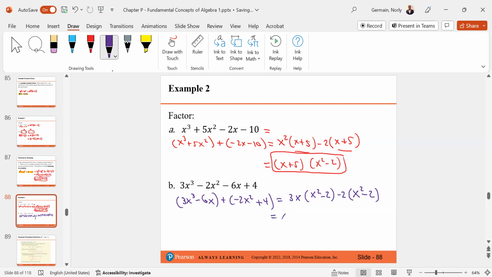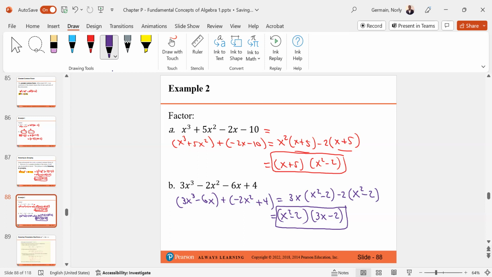In this case, it's going to be x squared minus 2 as my common factor, times from the first parenthesis I have 3x left, from the second parenthesis I have negative 2, okay? And that would be it. All right. So that helps us a lot to make decisions about what techniques we're going to use for grouping.